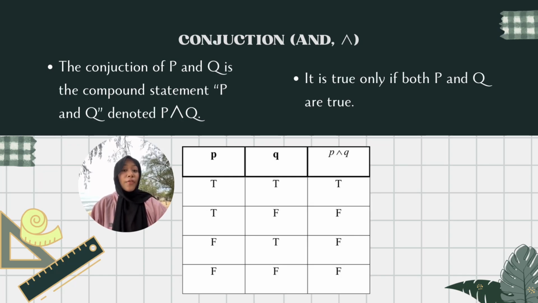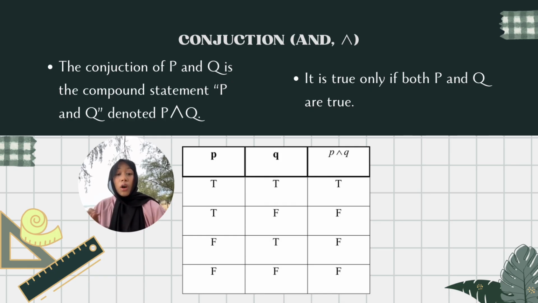Okay, next, for conjunction, "and", with a symbol like this. The conjunction of P and Q is the compound statement P and Q, denoted by P ∧ Q. It is true only if both P and Q are true.